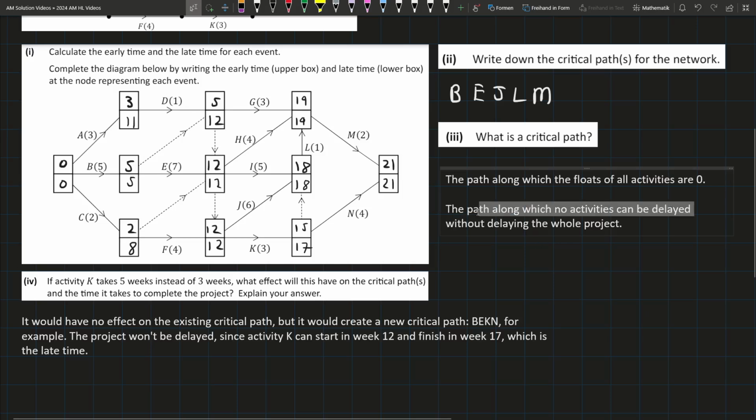So another way you could say it is the path along which no activities can be delayed without delaying the whole project. Because obviously you technically could delay all the activities, but then the whole thing would be delayed.